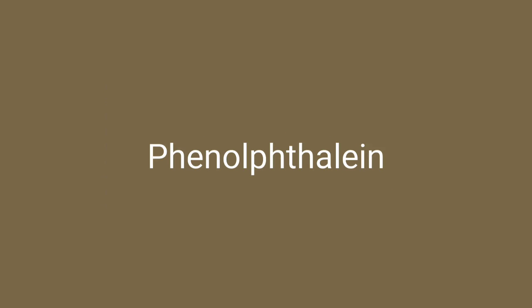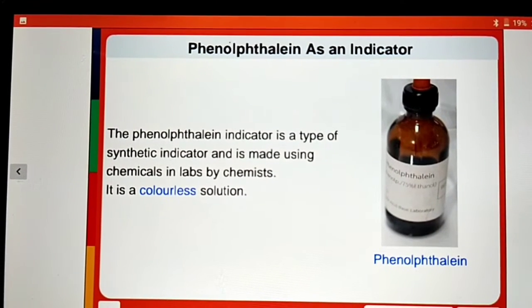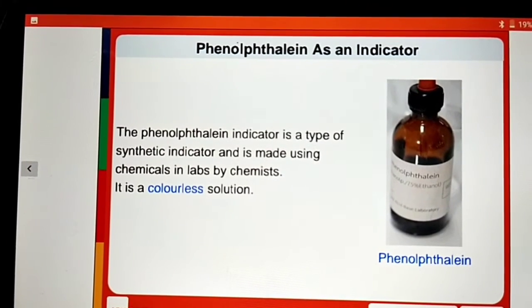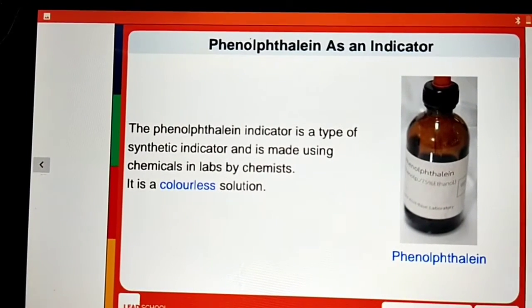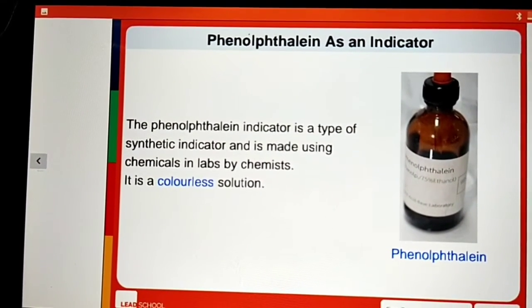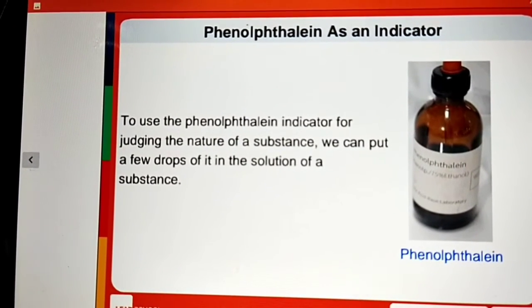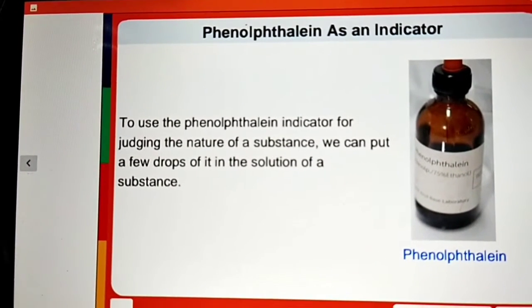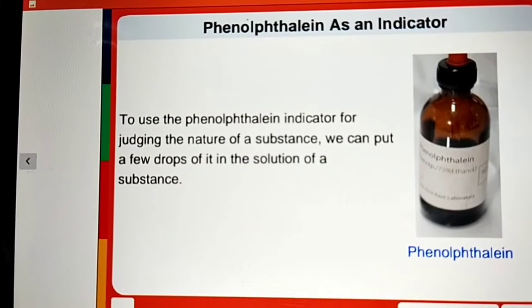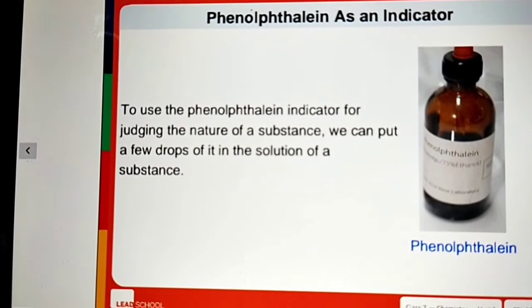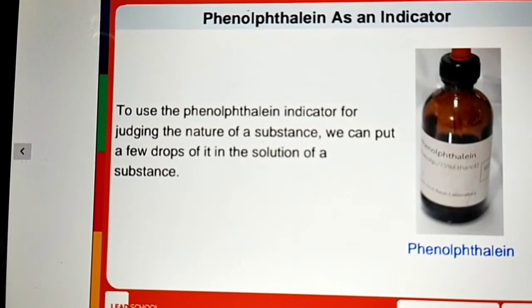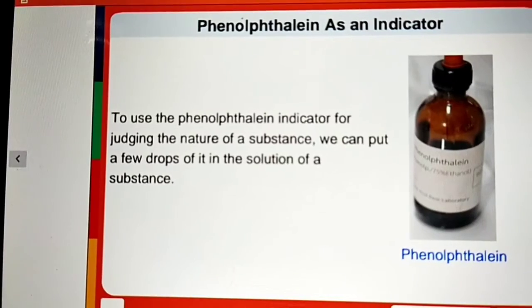Today we are going to study about phenolphthalein. Phenolphthalein is a synthetic indicator. It is prepared in labs using chemicals. It is a colorless solution. It is used as a test to know whether a substance is acidic or basic in nature. We just put a few drops of phenolphthalein in a solution of a substance.